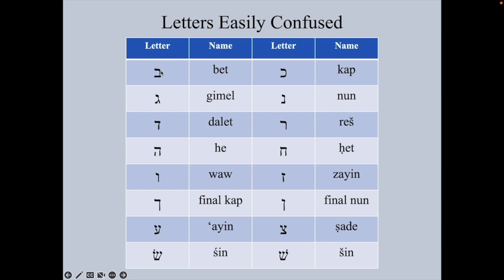The bet, however, has a little tick over on the right, where the kaf is smooth all the way around. You can think of the kaf as kind of a backwards C.